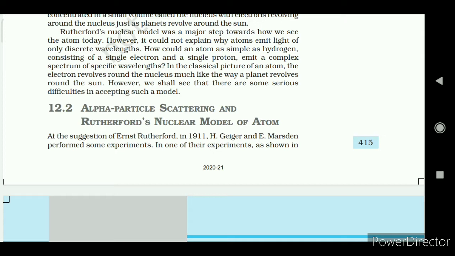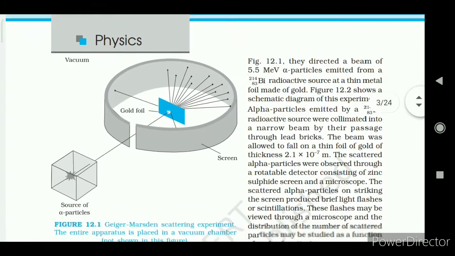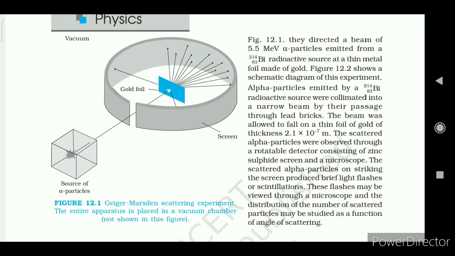Alpha particles emitted by a bismuth radioactive source were collimated into a narrow beam by passage through lead bricks. The beam was allowed to fall on a thin foil of gold of thickness 2.1 × 10^-7 meter. The scattered alpha particles were observed through a rotatable detector consisting of a zinc sulfide screen and a microscope. The scattered alpha particles produced brief light flashes on the screen, depending on the angle of scattering. A typical graph of the total number of alpha particles scattered at different angles in a given interval of time is shown in figure 12.3.